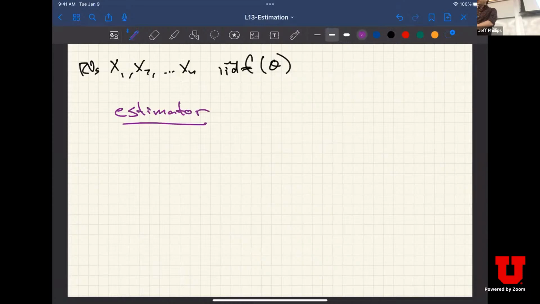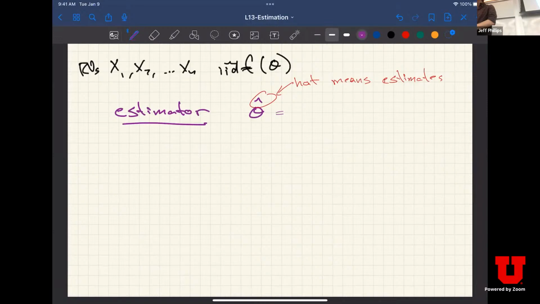Okay, an estimator. I'm going to put a hat on my theta. When I put a hat on it, the hat means it estimates. So if you wear your estimation hat, then you're estimating something, I guess.